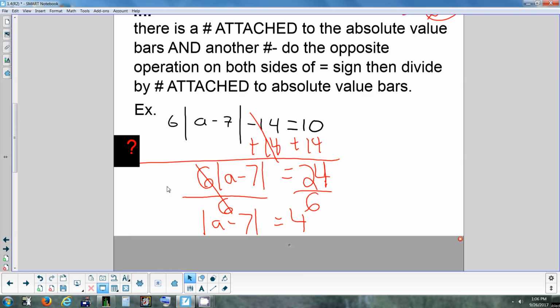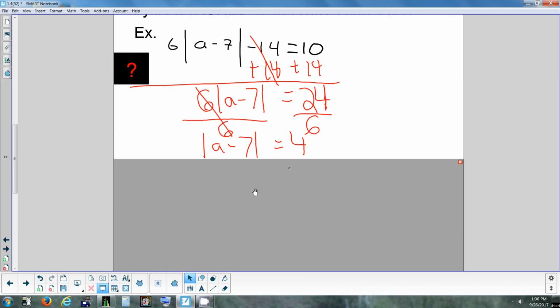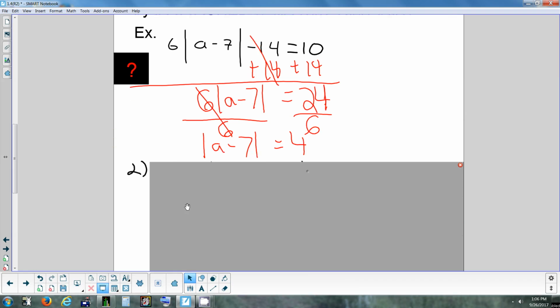So you don't even need to look inside that absolute value until now. Right, if you get a problem like this, absolute value equals something, you're good to go. You can go right to the steps we want to talk about next. If there's stuff outside, like we just showed you, if there's a number attached, nothing else, just divide on both sides. If there's a number attached, and also plus or minus another number, do the opposite operation on both sides, then divide. So those are the two situations you might have to do a little bit of work before you can actually solve.